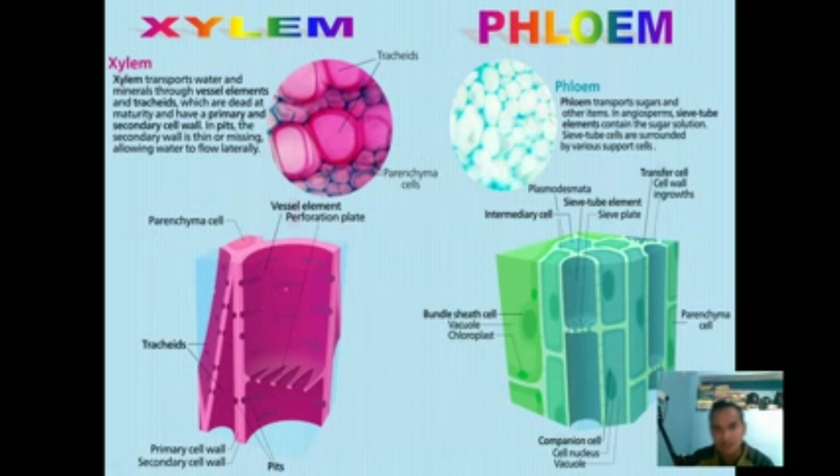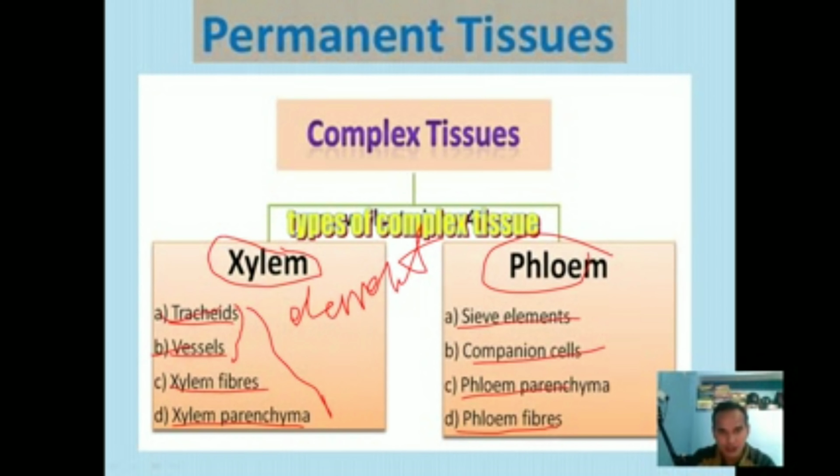Why? Because if you see the xylem vessel here, this is one xylem vessel, and the other xylem vessel is here. They join end to end and form a pipe-like system, and then conduct the water right from the root to the upper part of the plant. Along with these 2 cells, we have xylem fibers and xylem parenchyma.